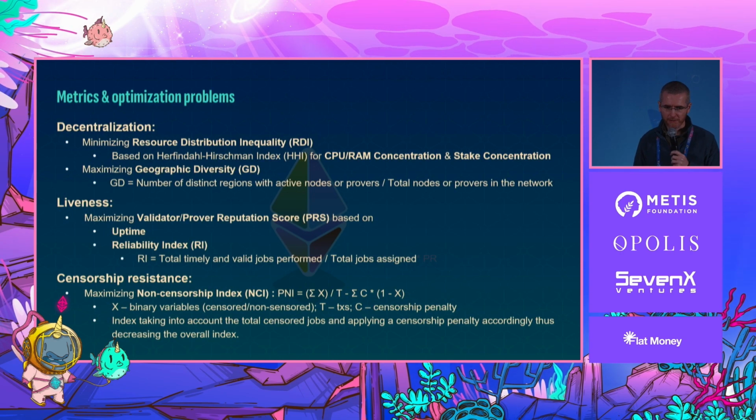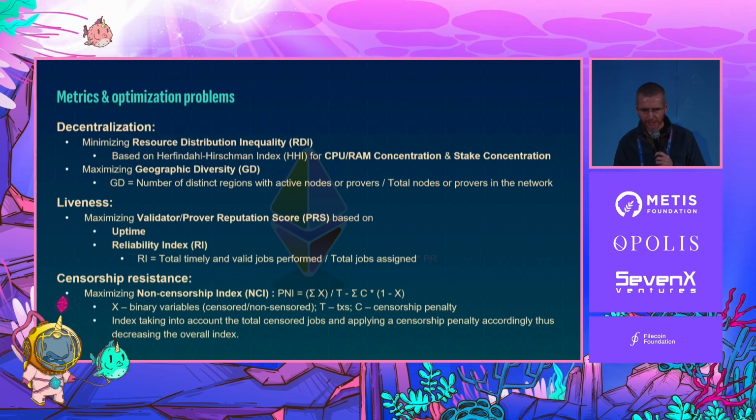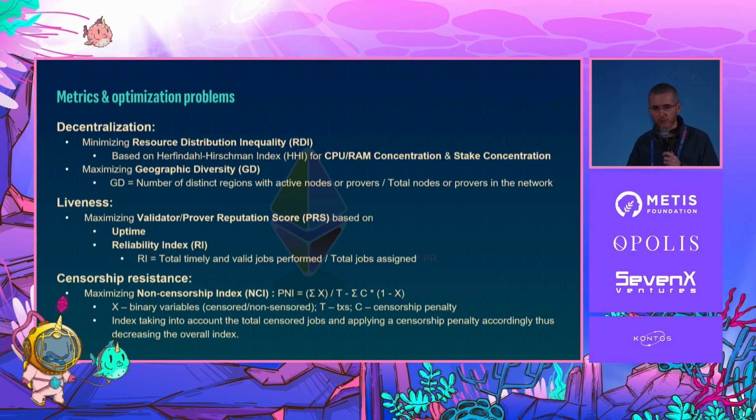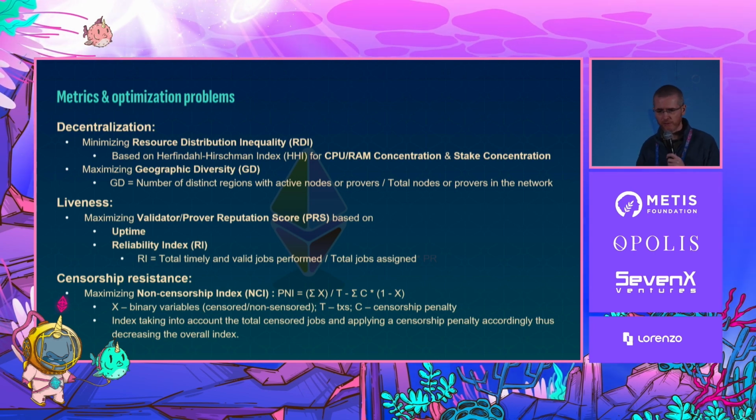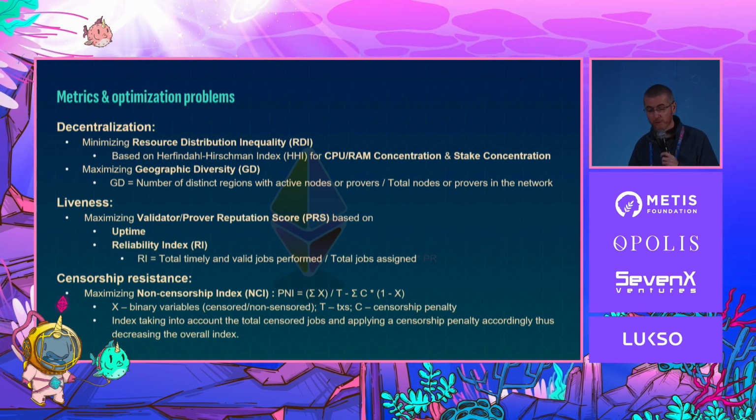I created, with two other fellows I've been working with at the EPF, a couple of metrics as optimization problems. For decentralization, we could be looking to minimize resource distribution inequality, be it related to CPU or RAM concentration, or be it related to stake concentration. We could look to maximize, for example, a metric like geographic diversity.